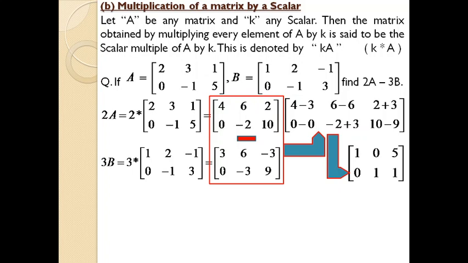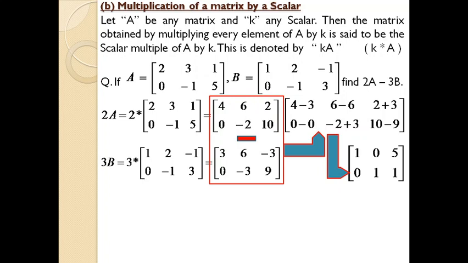I hope you understand the concept of the matrix. It is a case of multiplication of a matrix by a scalar. In the question, you are asked to find the subtraction between two types of matrices. But in order to do the subtraction, you have to perform a function, that is multiplication of a matrix by a scalar. I hope you understand the concept.